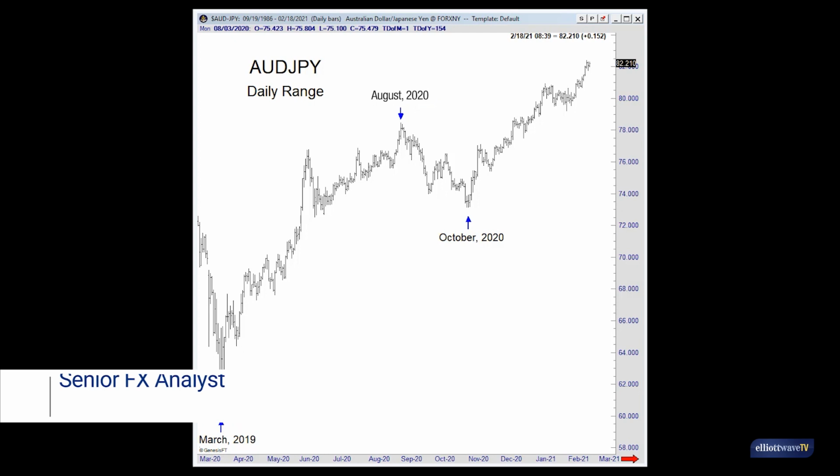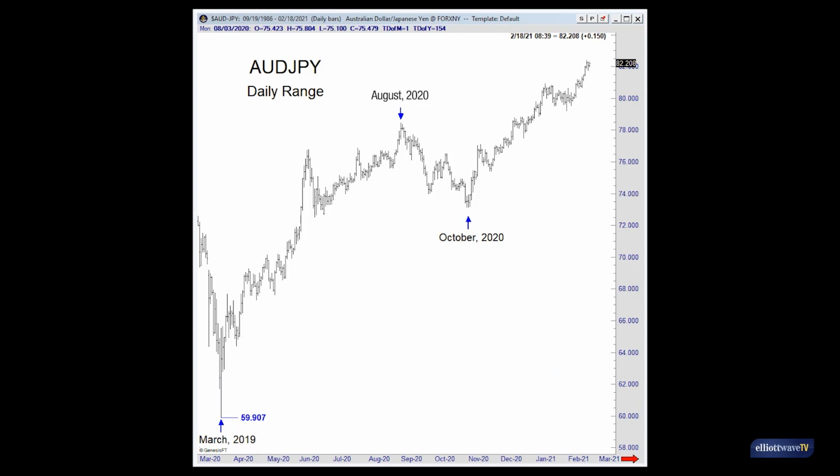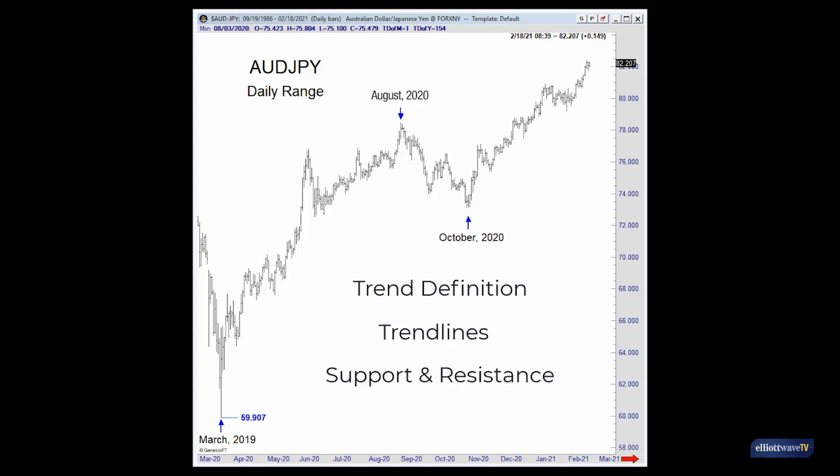Using basic technical analysis along with the wave principle can be very helpful when trend trading. If you are a student of the wave principle, do not forget about traditional technical analysis methods that you have already learned, such as trend definition, trend lines, and support and resistance.